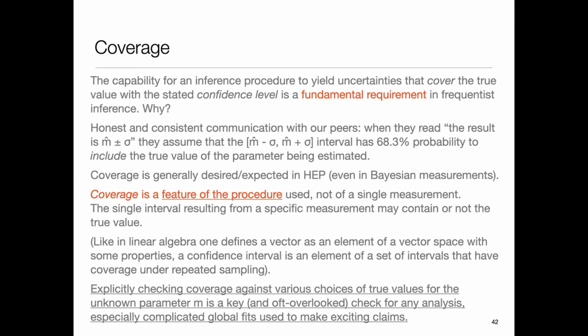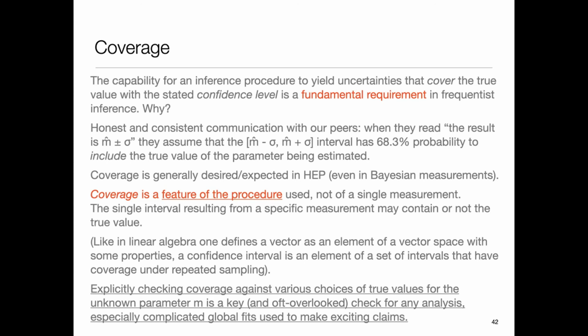And so this is why coverage is generally desired and expected in high energy physics, even from Bayesian measurements, actually. Our friends and colleagues that are Bayesian would be uncomfortable if, upon measuring something, they found out that the results they get have very wrong coverage. And you have to understand that coverage is not a property of the single measurement, but a feature of the procedure that has obtained such a measurement.